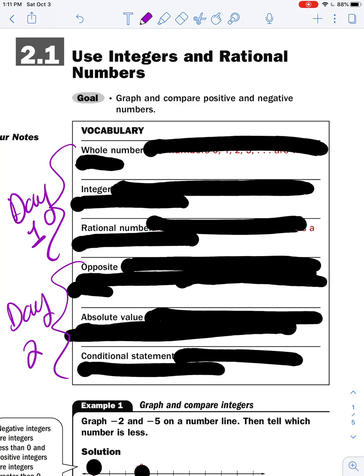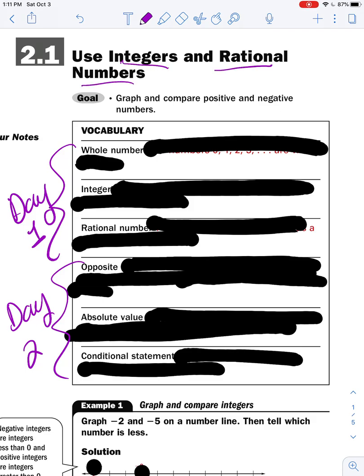So we're going to actually break 2-1 into 2 days. It's a lot of vocabulary and just applying that vocabulary so that you know what the words mean and can find things that fall into each category. So that takes a little bit of memorizing, which takes a little practice. So we'll do that for a couple of days. So the first thing that we're going to do is talk about integers and rational numbers.